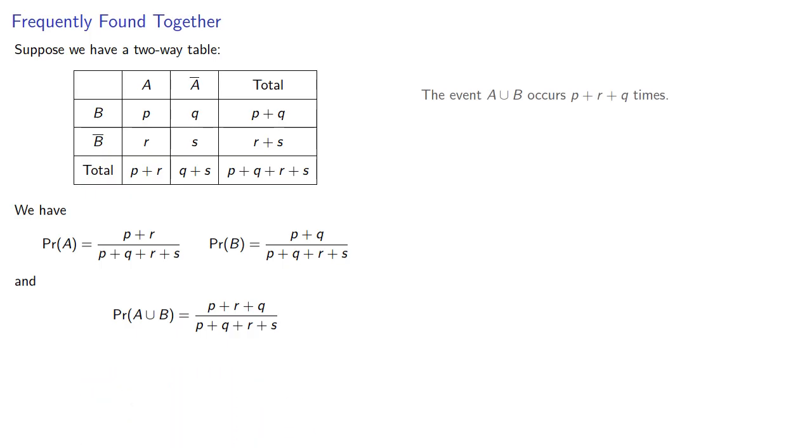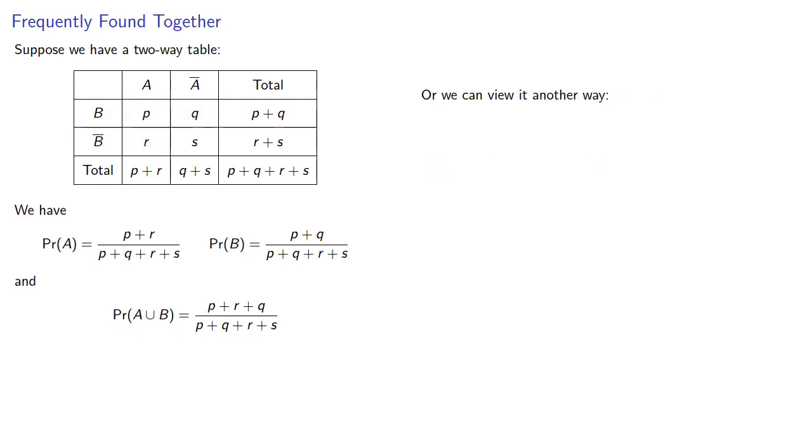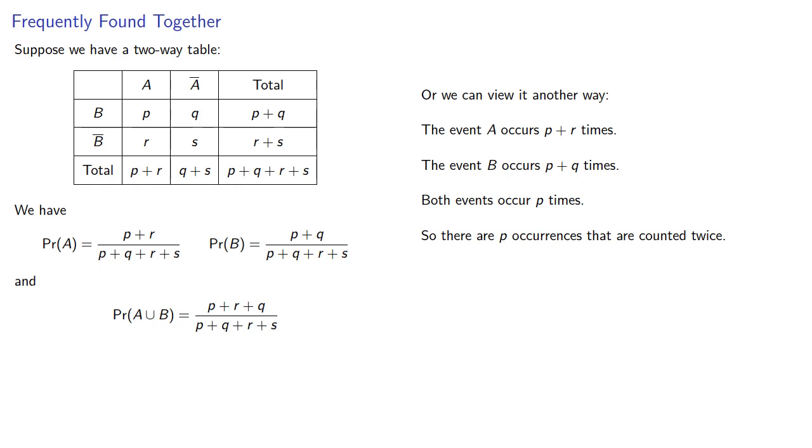The event A union B occurs P plus R plus Q times, and we can view this as the event A occurs P plus R times, and there are Q more times that the event B has occurred. Or we could view it another way. The event A occurs P plus R times, the event B occurs P plus Q times, and both events occur P times. So there are P occurrences that are counted twice.